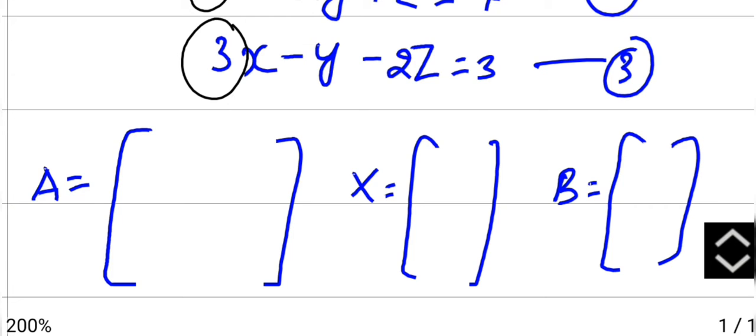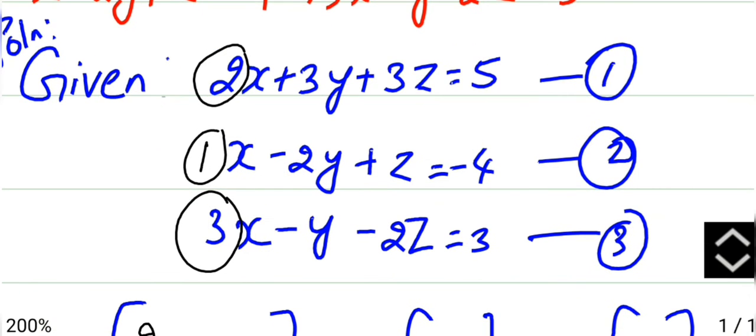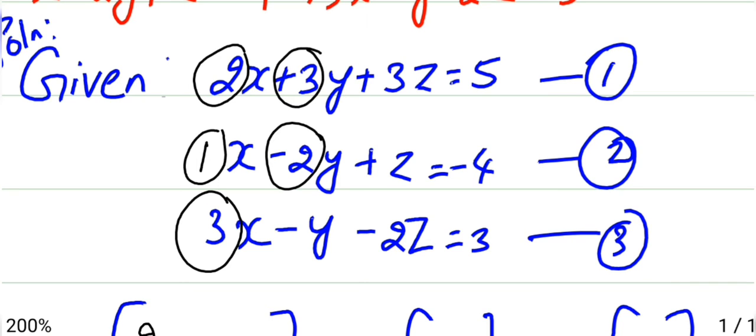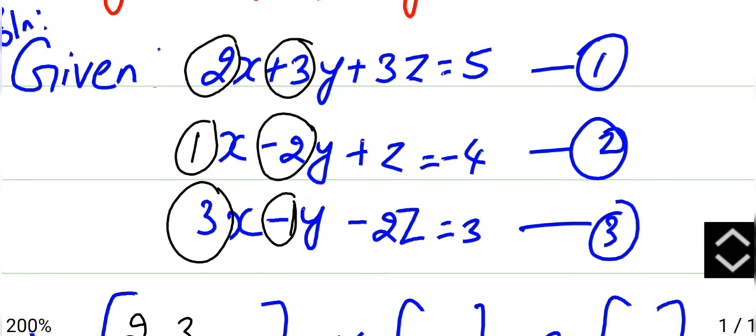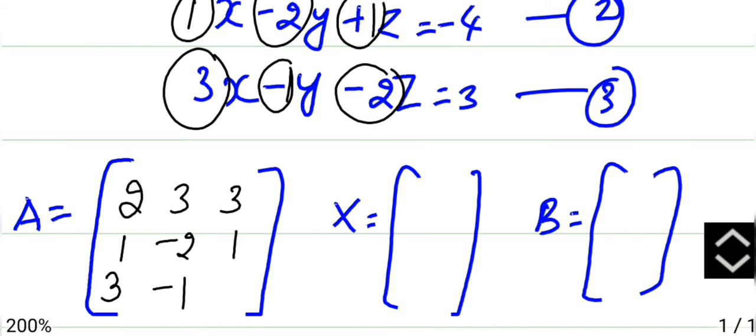So it will be 2, 1, 3. Then 3, minus 2, no number, it is 1. So it will be 3, minus 2, minus 1. Then 1 and minus 2. This is your matrix A. Then what is your matrix A? Matrix A is 2, 3, 3, 1, minus 2, 1, 3, minus 1, minus 2.